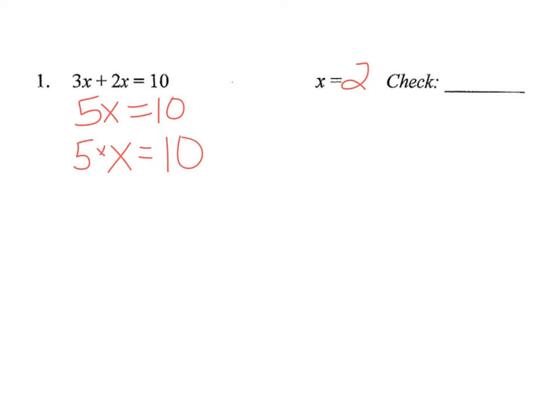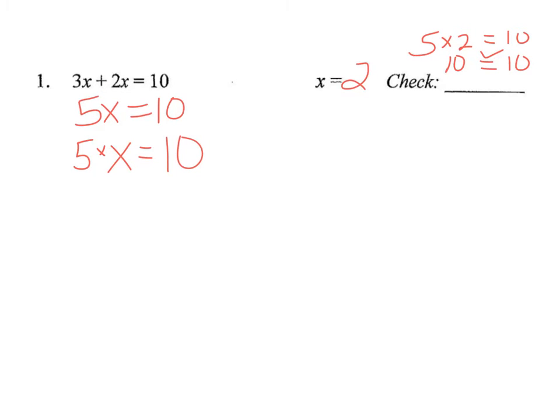So let's do our check. 5 times 2 equals 10. Equal signs line up. I know the right-hand side is 10. Well, 5 times 2 is 10. So the left and the right matches. They're balanced. So I can put an X or a check mark above the equal sign.